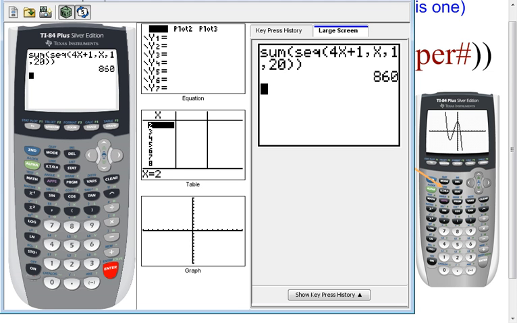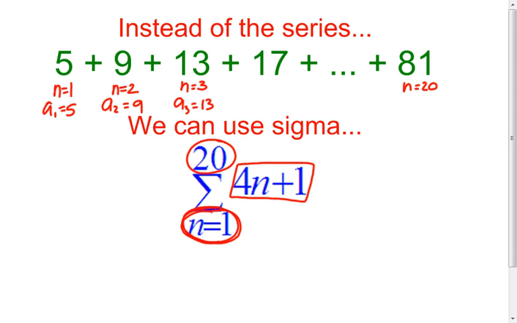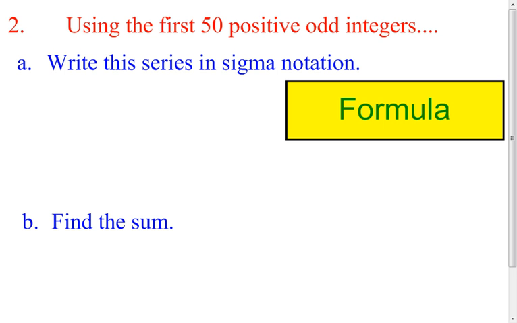I'm not sure what I did wrong, but I got it fixed for you. So you probably are making some similar mistakes. Okay? So there we go. The sum of that sequence is 860. So when I add all the numbers up in that list, 5 plus 9 plus 13 plus 17 plus all the numbers in between plus 81, I should get 860. Okay? So your calculators, when you do the sigma, will be very, very helpful.